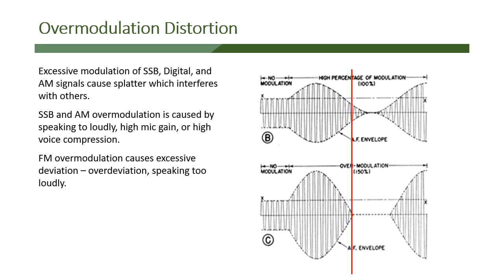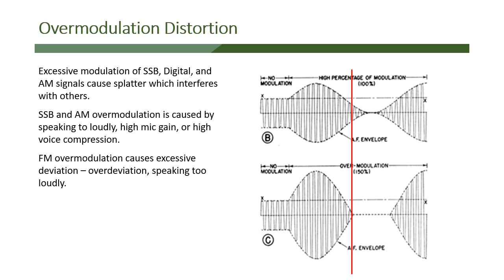We also have things called overmodulation that can happen. Excessive modulation of SSB, digital and AM signals can cause splatter, which interferes with others. That means it spreads your bandwidth across a wider area, which is what you're not allowed to do. For voice, you're supposed to stay at 3,000 hertz or less. If you're sputtering because you're overmodulating, you're going beyond that, and you're going to interfere with other stations potentially.